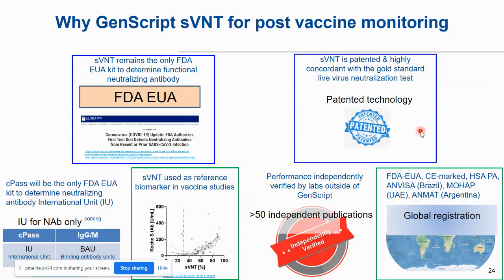So basically, the USPTO office recognized that our new innovation is meaningful to offer additional benefits to the general population. As we have already talked, cPass results will be able to be reported in IU. Of course, this is a feature that we're still working very hard on, and our kit has been used in multiple vaccine studies. Many of the international laboratories independently validated our test kit, and we have received many approvals around the globe for authority registration.